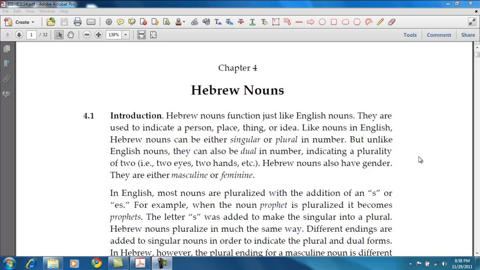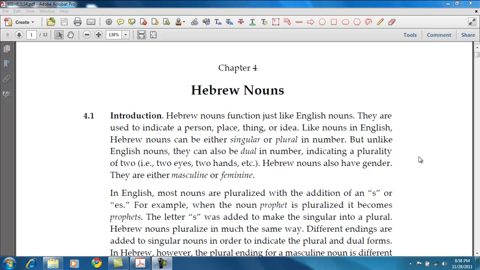Now that we've gotten a good hold on those early building blocks, Hebrew nouns function just like English nouns, and they're used to indicate a person, place, thing, or idea. Like English nouns, Hebrew nouns can be singular or plural. But unlike English, Hebrew nouns also have a dual number, indicating a plurality of two, like two eyes, two hands, two feet. Hebrew nouns also have gender. They're either masculine or feminine.